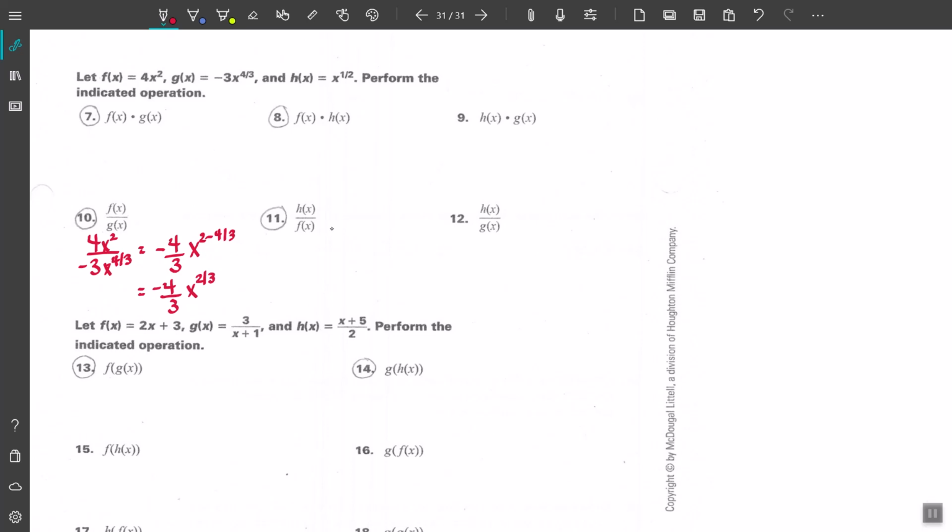Right, on number 11, we have x to the 1/2 divided by 4x squared. So we're looking at the coefficients. We're going to divide the coefficients. We know it's not actually written here, but you know that coefficient is 1. So you can see the 1/4 just kind of pops out. So we've got a 1/4 coefficient, and then rewrite the base. I'm going to subtract, that's not what I meant to do. That should be 1/2 minus 2.